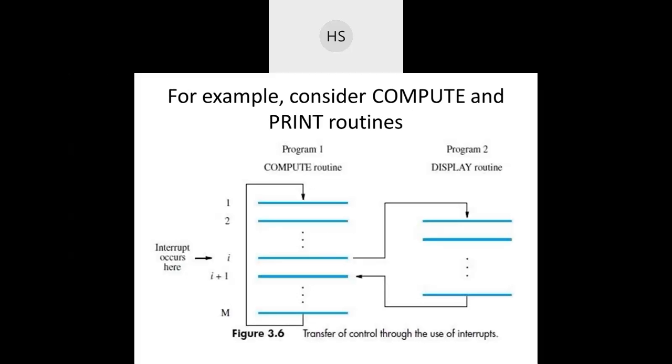Now the PC will be holding the I plus 1 address. After completion of this routine, it has to come back to the next instruction to be executed. So the PC containing I plus 1 will be stored in the link register. Now your PC will be holding the address of the display routine. When the display routine completes and the return is executed, the link register content is stored back to your PC. Okay, so the execution then goes on.